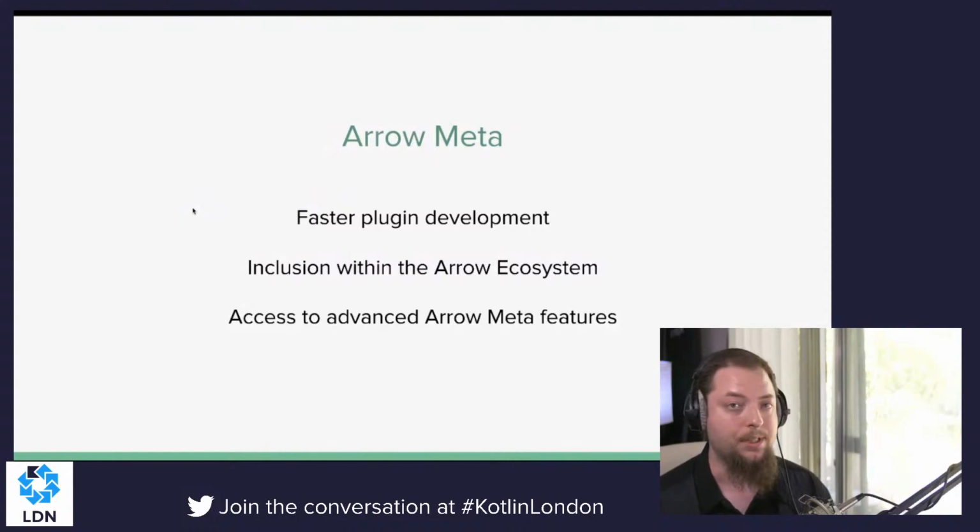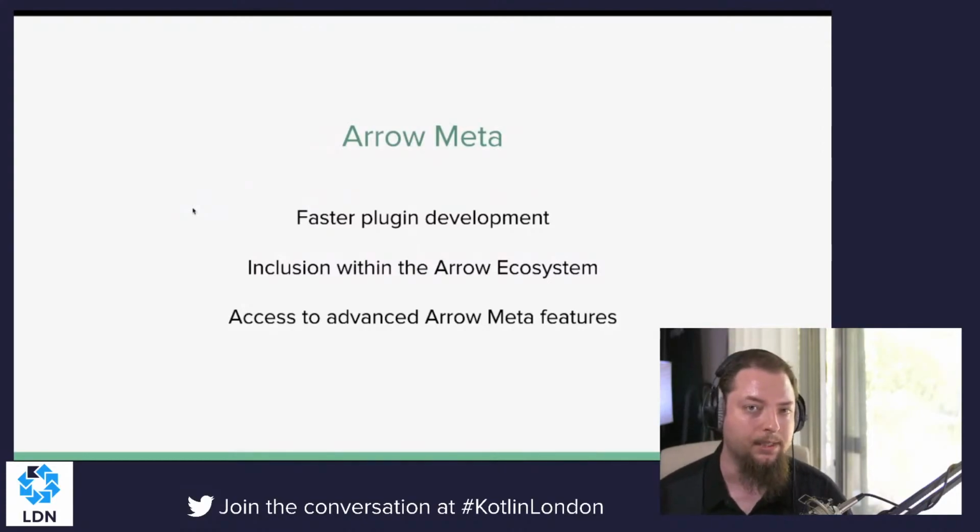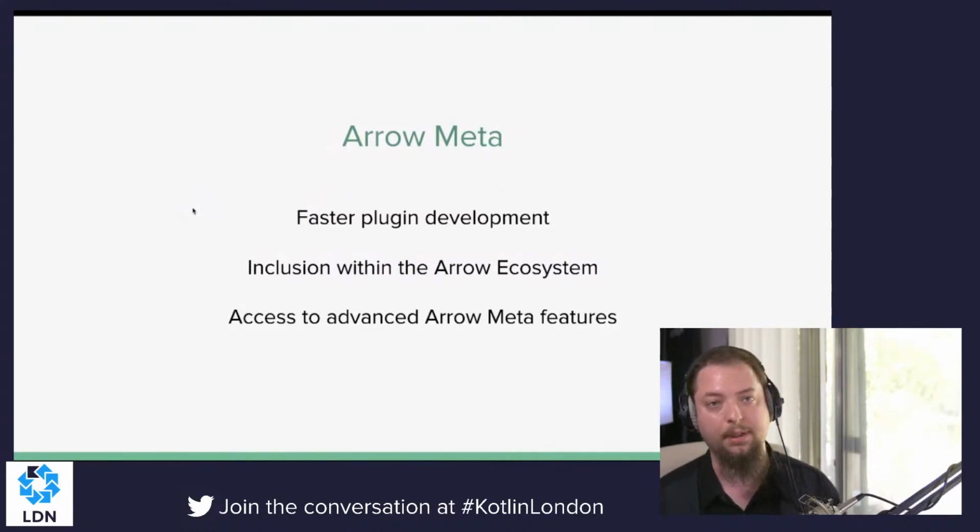We're actually hosting the current code for this in Arrow Meta at present. Also, you would get inclusion in the Arrow ecosystem. So if you are already planning to use Arrow Meta, you could just automatically, out of the box, get access to pattern matching as part of that, rather than having to go install yet another compiler plugin.